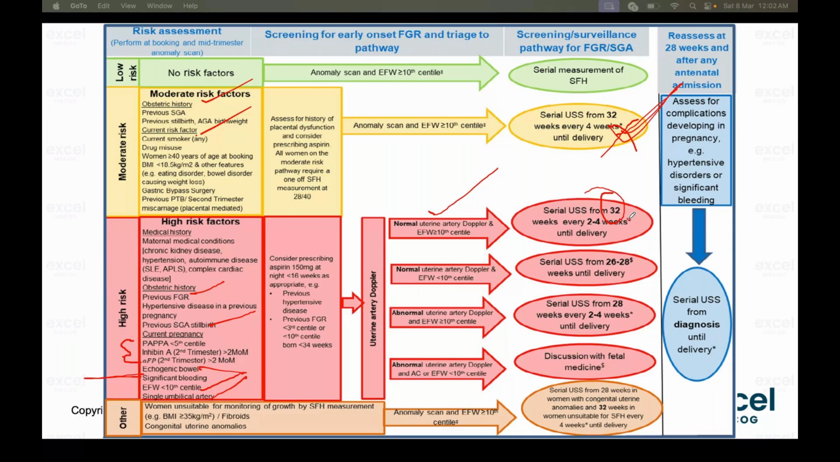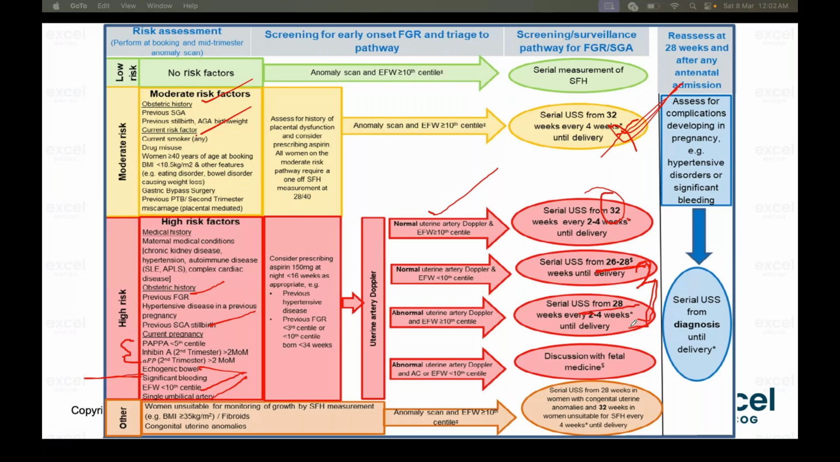Now if it is a normal uterine artery Doppler and EFW is less, you do a serial ultrasound from 26 to 28 weeks. If it is an abnormal uterine artery Doppler and EFW is more than 10th centile, you would start this, and this is almost the same. So you don't have to remember separate values as such.